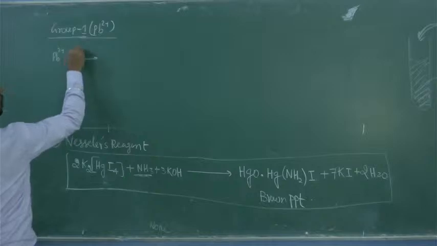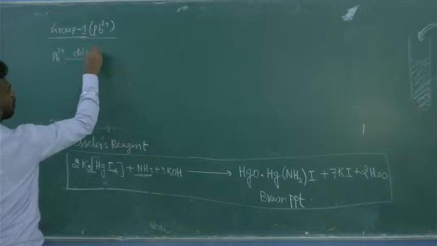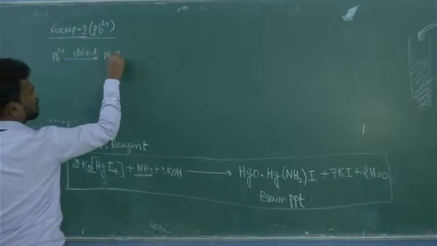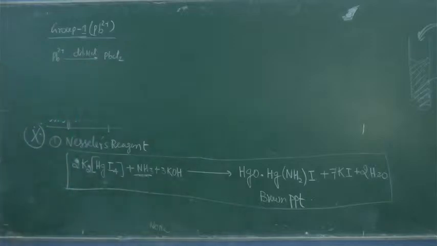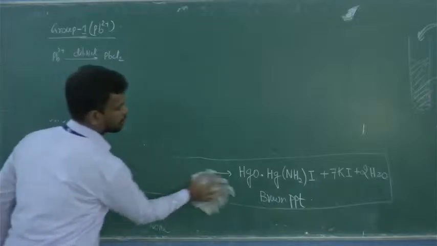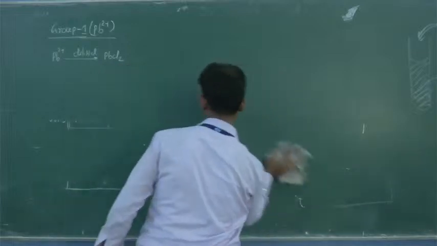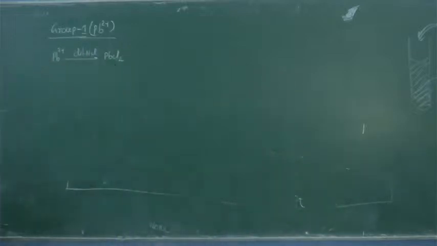If you add dilute HCl, you get lead chloride as a precipitate. Is it clear? If you add dilute HCl, what do you get? Lead chloride. What tests are there to confirm it is lead chloride? There you go. Is it clear?